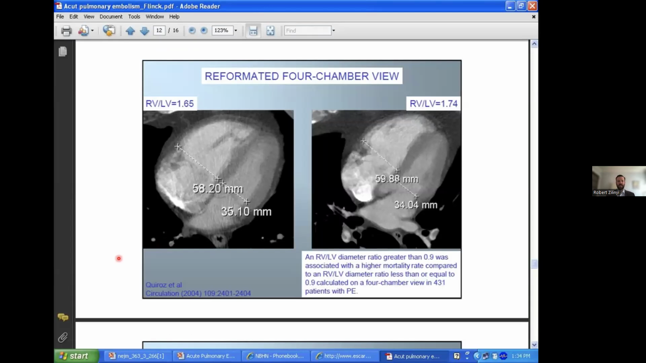So when we're looking at a CTPE, what are we interested in knowing? We, of course, first want to know whether or not the patient has a pulmonary embolism. So is there a filling defect within the pulmonary vasculature? But one of the ways that we can further risk stratify patients is by looking at evidence of RV dilation and dysfunction. In this case, the most commonly used metric is what's called the RV to LV ratio. On a four-chamber view at the level just below the atrioventricular valves, we measure the diameter of both the RV and LV. An RV-LV ratio greater than 0.9 was independently associated with a higher mortality rate compared to an RV-LV ratio less than or equal to 0.9.